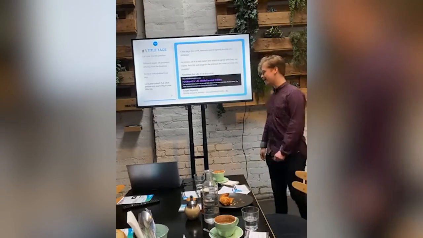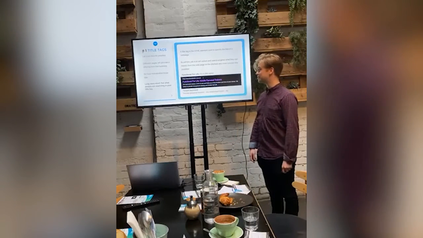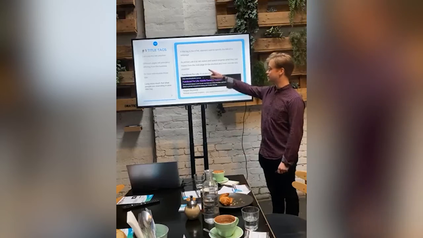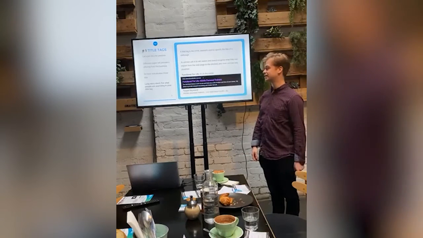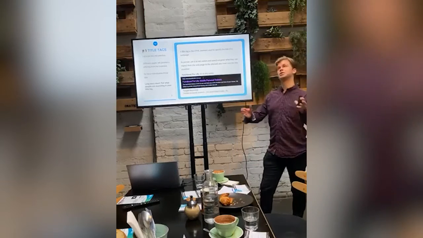Pretty much anyone can do this themselves, in which it's pretty much what I've already said. It's the first thing that Google sees, and its primary job is to tell visitors what they're going to expect. And you want to individualize each page themselves.